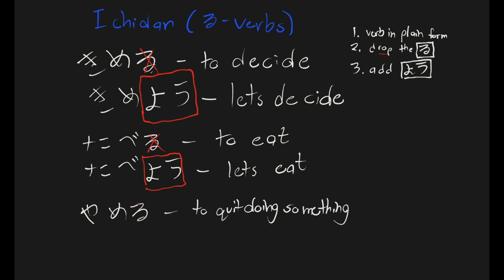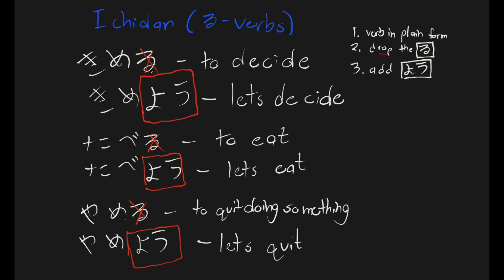So first thing we do, pause it if you want to see, first thing we do is get rid of the ru. Let's bring it down. Yame, what do we add? We add yo. Yameyo. That is, we add that yo with the u at the end. And this would mean let's quit, or let's quit doing something.